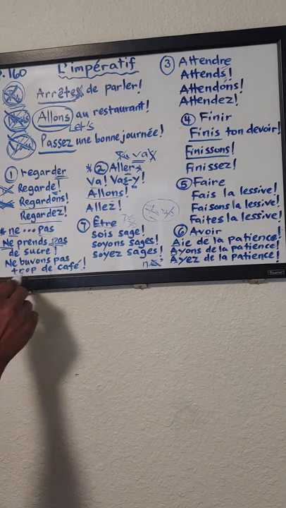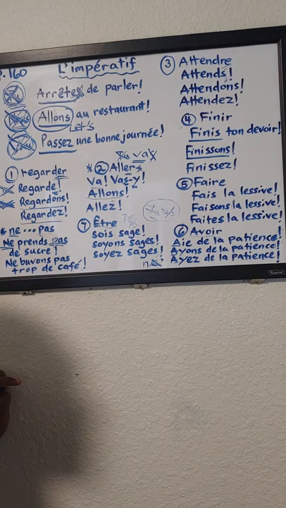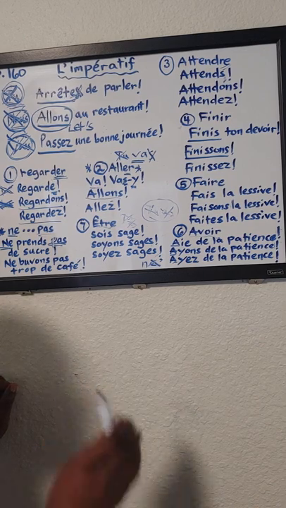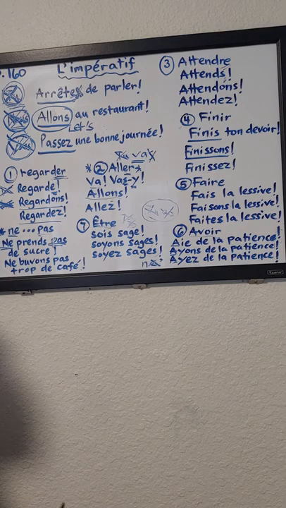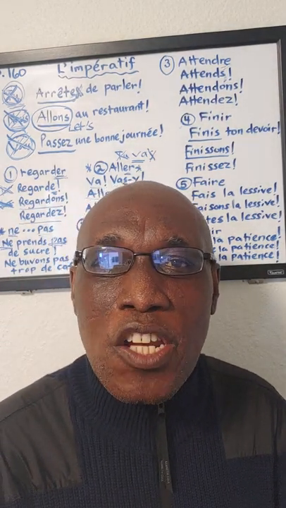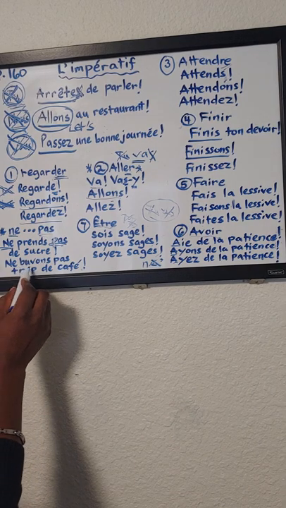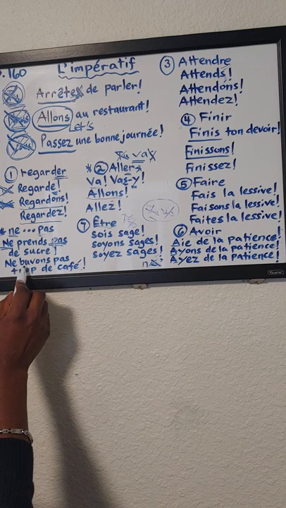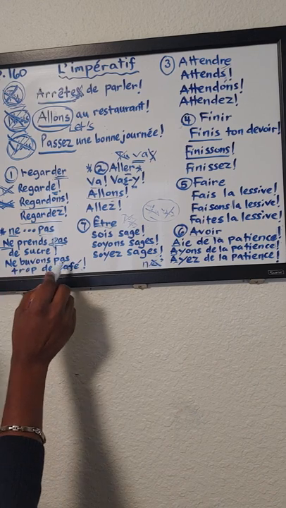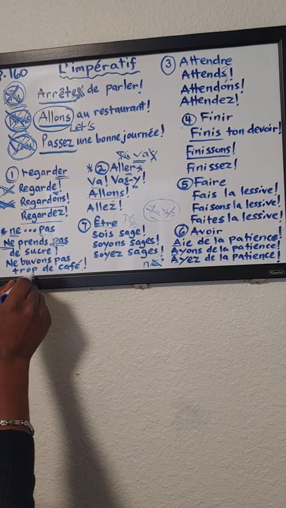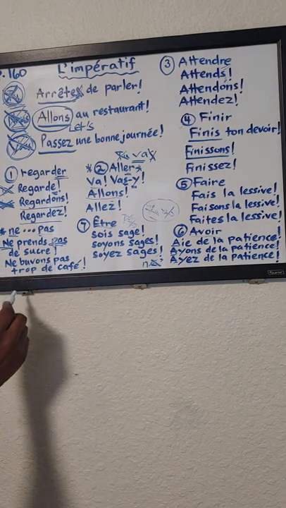Ne buvons pas trop de café. See the nous form of the verb boire. Right? The conjugations are the same. These are just the irregular ones, the verbs être and avoir. The rest of the verbs will follow their own conjugations as to what commands you want to give. So here is nous buvons, right? Remember, we drink. You want to say don't drink. So it's buvons. Let's not drink a lot of coffee. Ne buvons pas trop de café. Ça va?